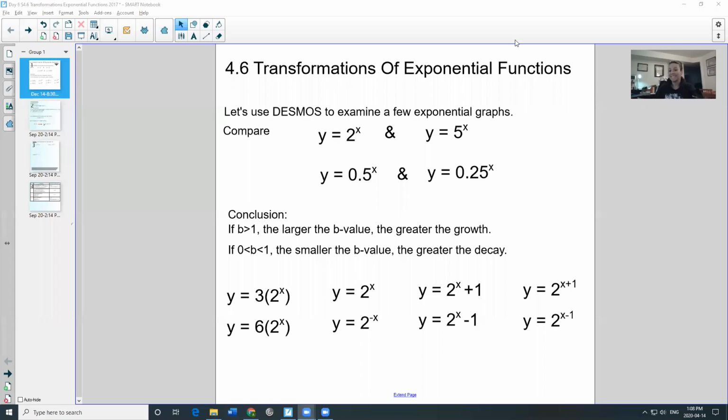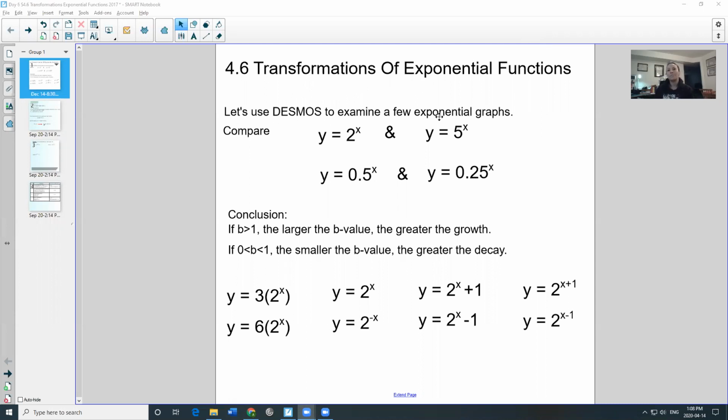Okay, guys, last section for the unit. Take a deep breath. We're going to need some patience on this one, okay? This goes back and takes a lot of the information from chapter 1 and some of the previous sections to see what these functions look like.